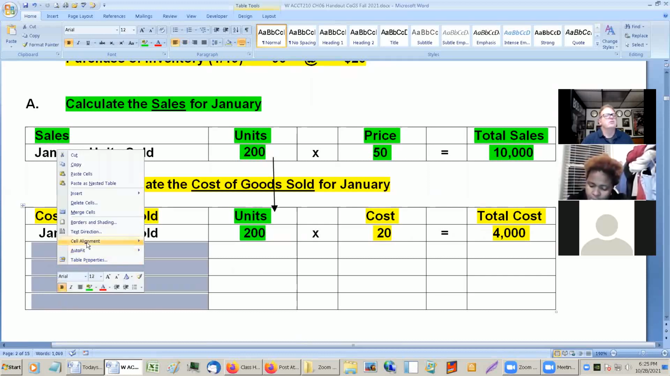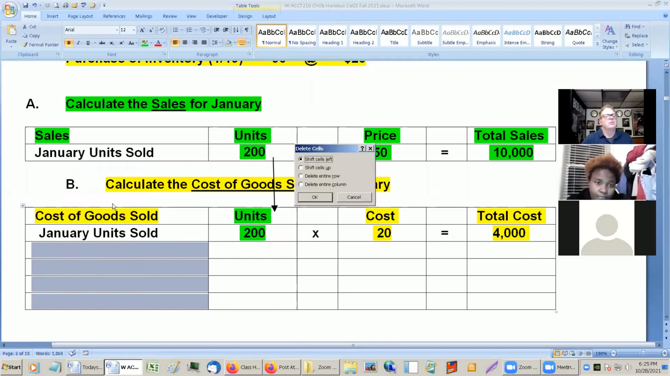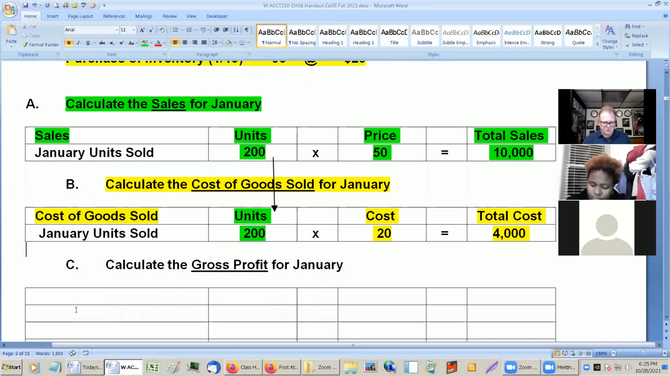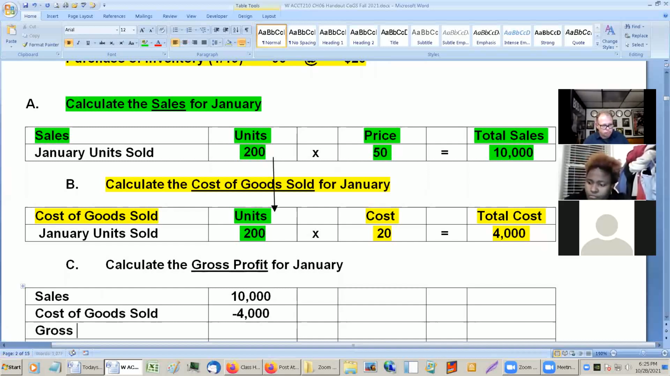We need to get rid of some of these rows just because we need them. I can hopefully get this on the same page. Okay. So we've gotta get the gross profit. We have our sales, money that came in, 10 grand. Cost of goods sold, 4 grand. Minus 4,000. This is stuff leaving. And then what's left over is our gross profit.